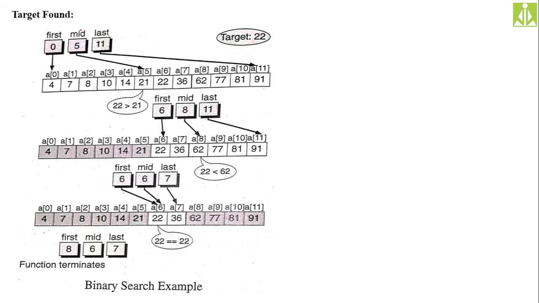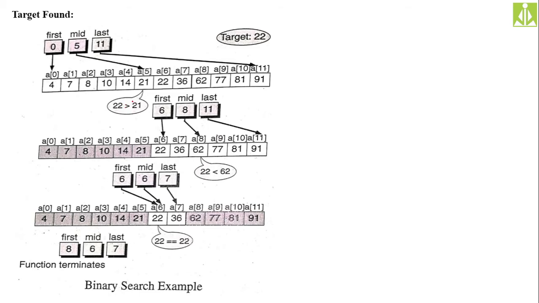So mid is 5. So this is my first mid. Then what we are doing? We are comparing list of mid, that is list of 5, 21 with target. So we found that target is greater than list of mid value.